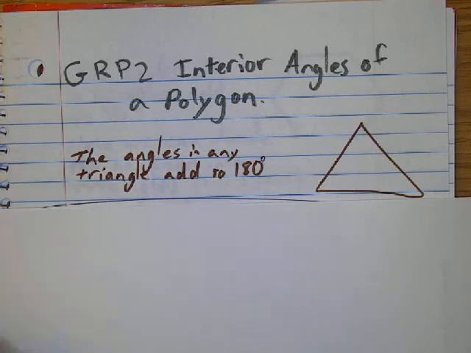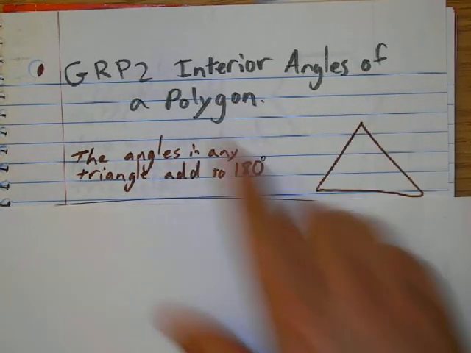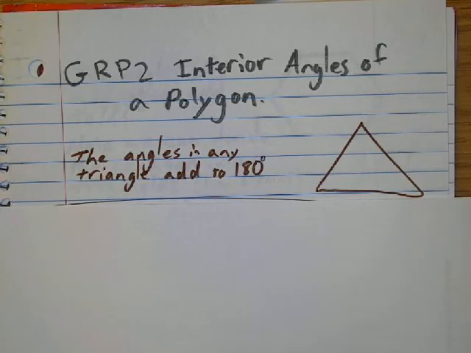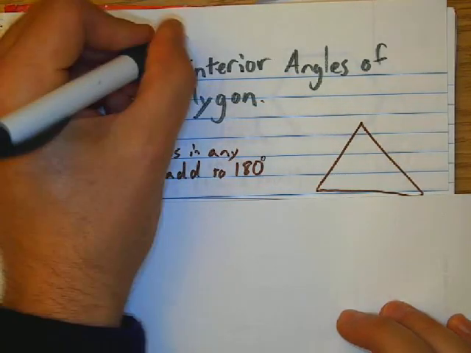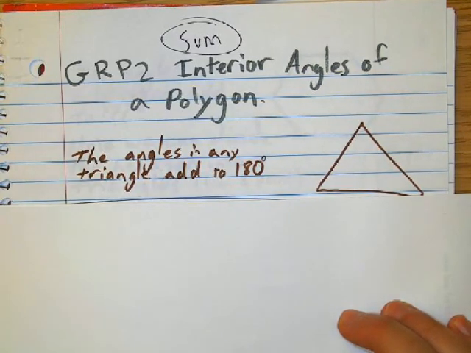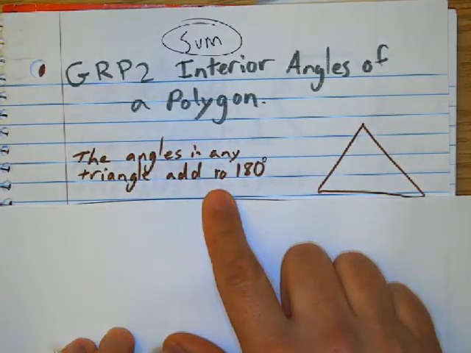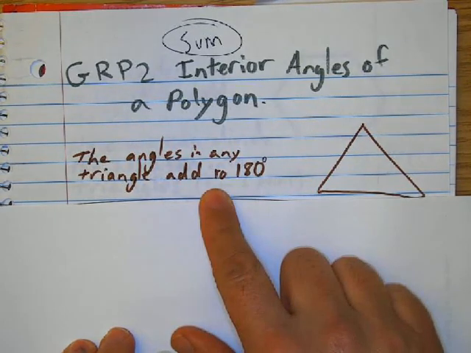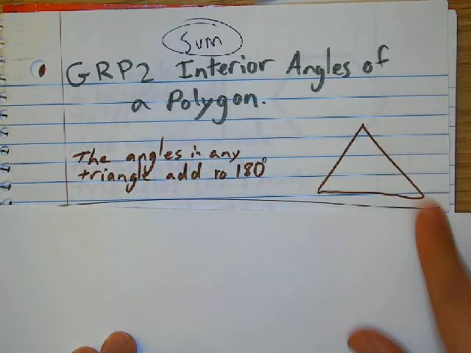We are going to talk about the interior angles of a polygon, and mostly the sum of the interior angles in a polygon. So first of all, we're going to start off with triangle. If you got a triangle, you know that all the angles in a triangle add up to 180, right?